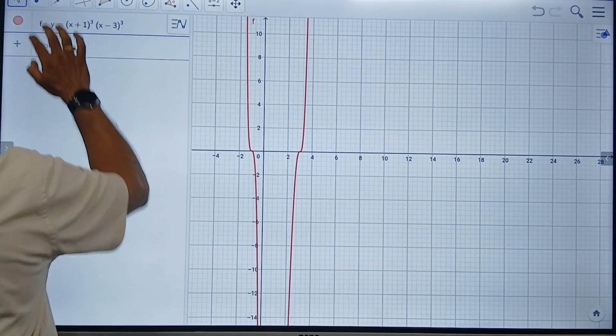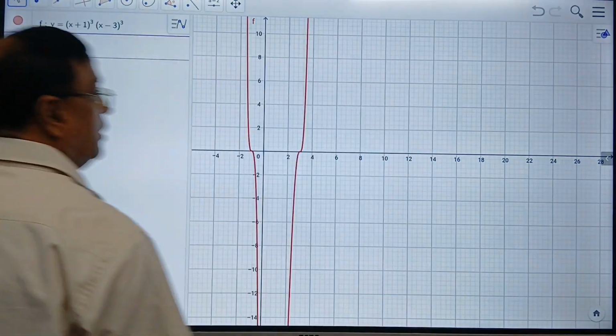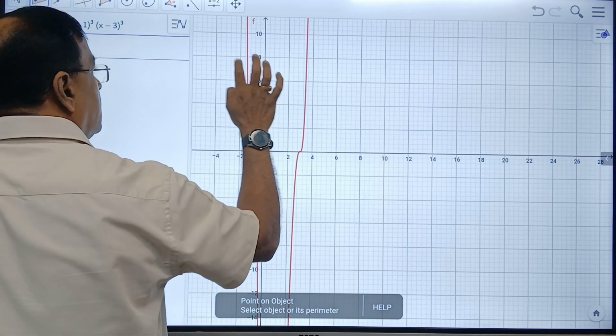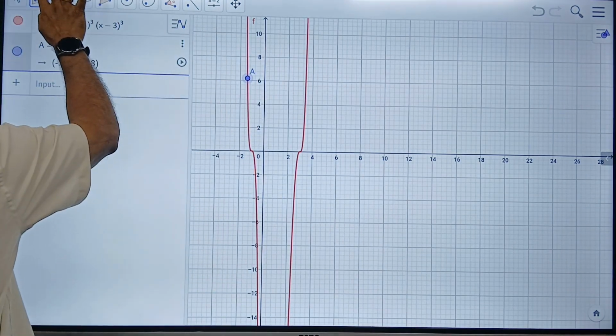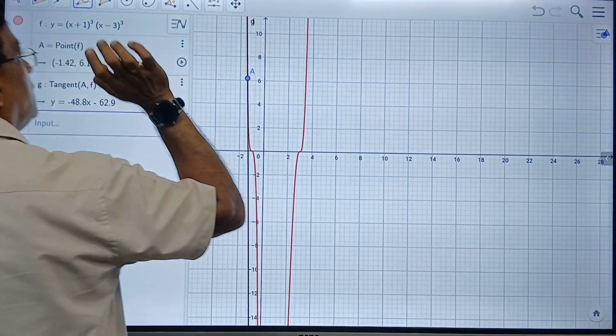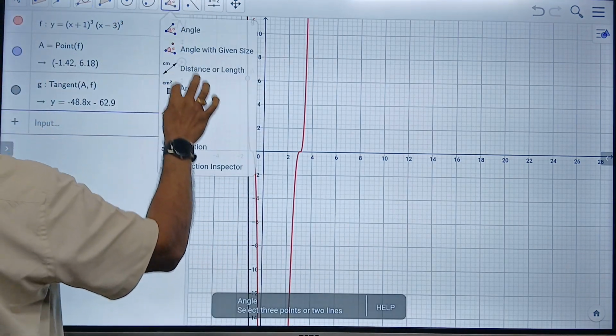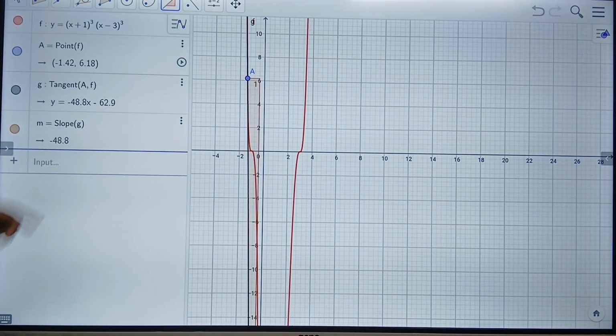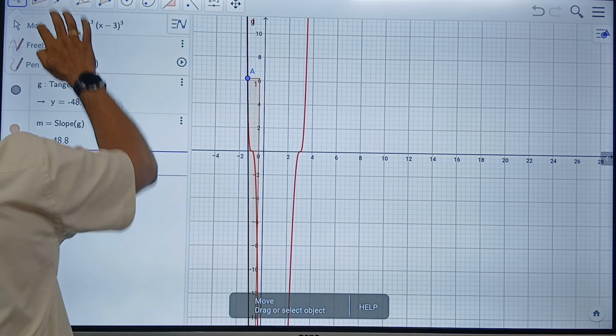Okay, let me go to home. I will choose a point on it and let us understand it. You see here, and I'll draw the tangent and I'll find the slope. What do you say about the slope? Slope is negative. Okay. And now I'm going to move the slope.